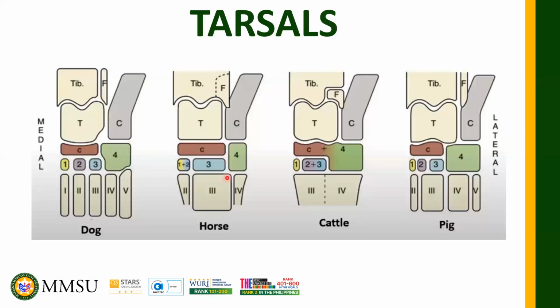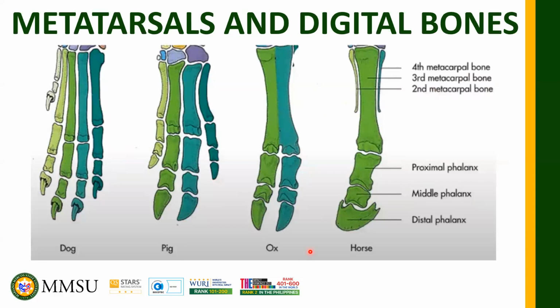Now, in terms of the horse, usually the first and second fuse. So it's more on 6 only. Okay? However, in terms of the cattle, the central tarsal bone is usually fused with the fourth in the distal row, and the second and third also fuse. So all in all, it's usually 5. Okay? Now, this pattern in terms of the metatarsals and the digital bones, although this is just on the metacarpals, is almost the same. The pattern is just the same as the thoracic limb of the animals.